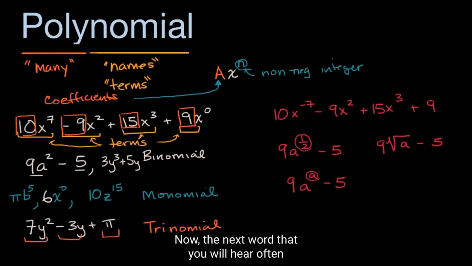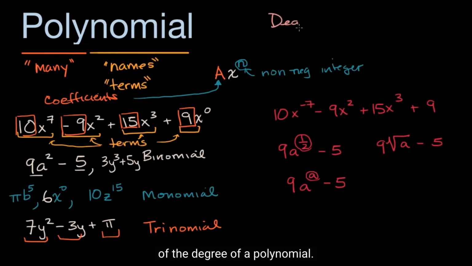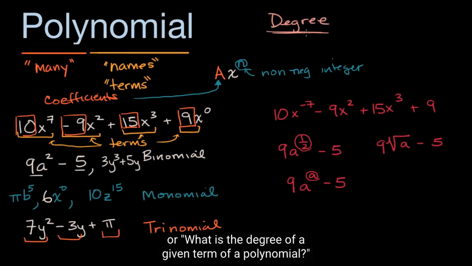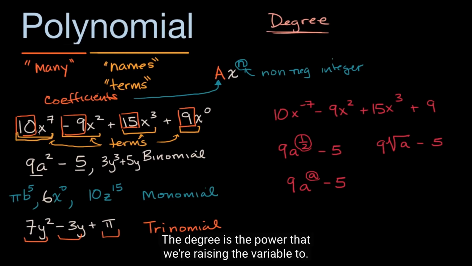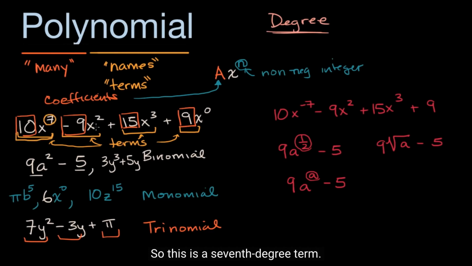Now, the next word that you will hear often in context with polynomials is the notion of the degree of a polynomial. And you might hear people say, what is the degree of a polynomial? Or what is the degree of a given term of a polynomial? So let's start with the degree of a given term. So let's go to this polynomial over here. We have this first term, 10x to the 7th. The degree is the power that we're raising the variable to. So this is a 7th degree term. The second term is a 2nd degree term. The third term is a 3rd degree term.